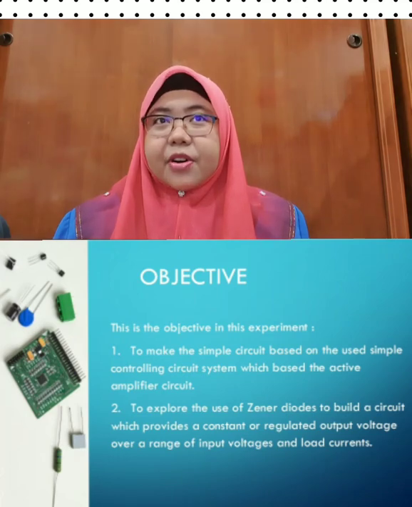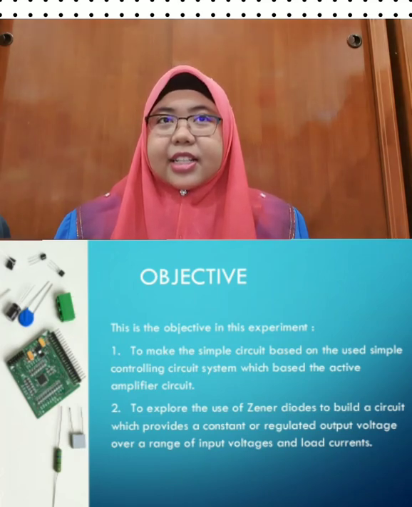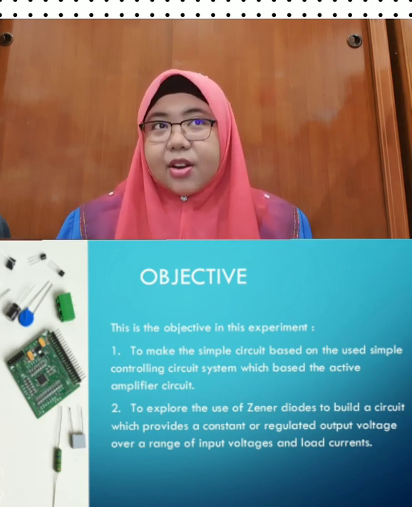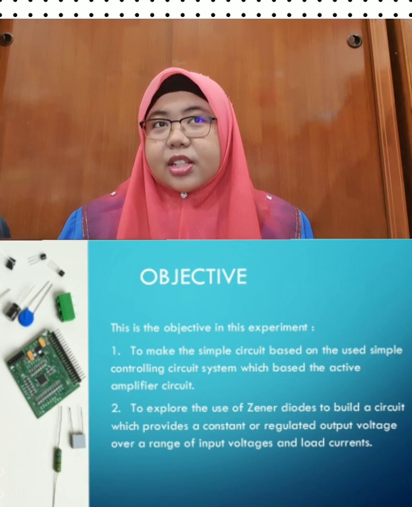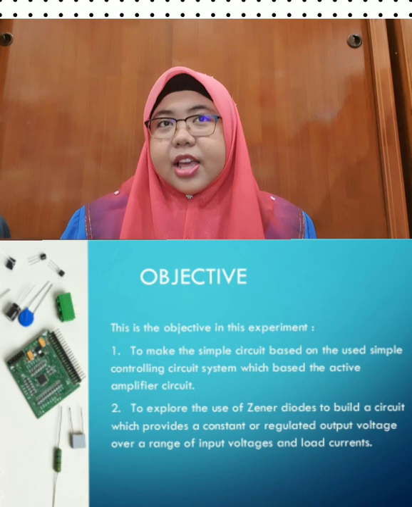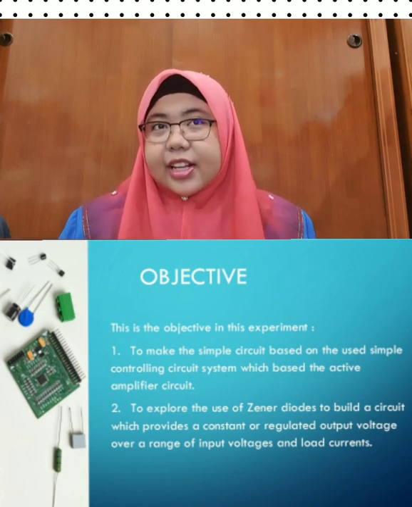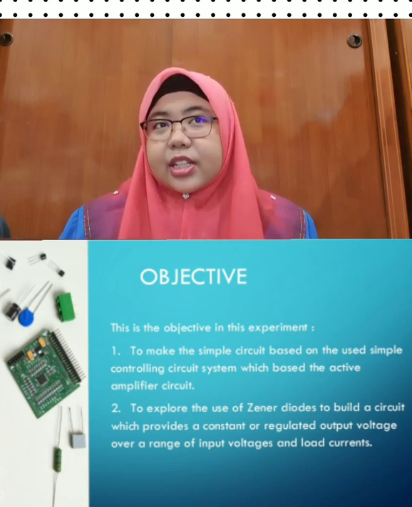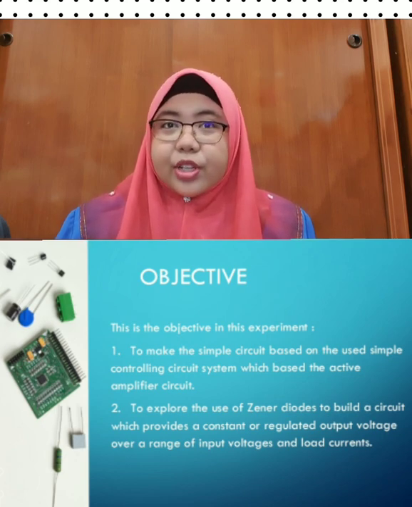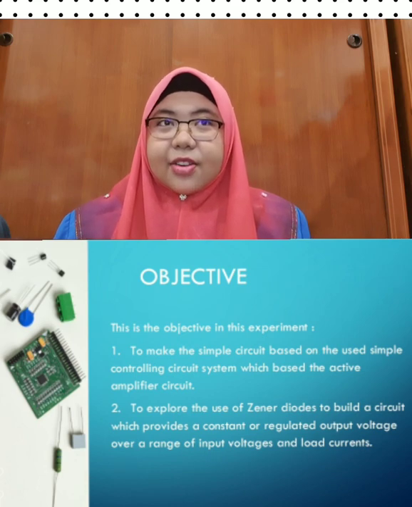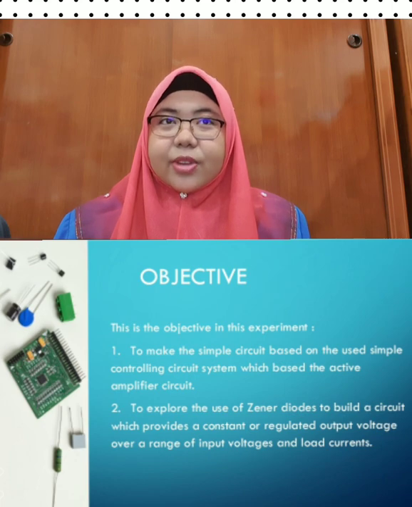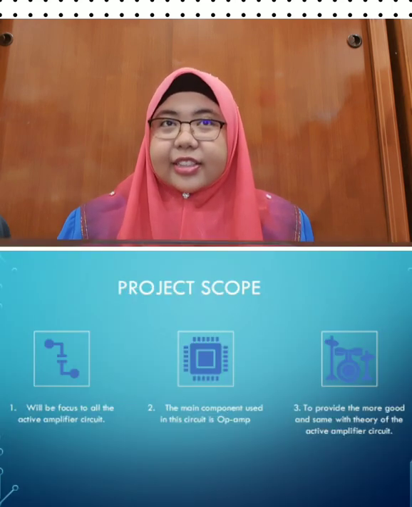The objective for this experiment is to make a simple circuit based on a simple control circuit system, based on the active amplifier circuit. Next, to explore the use of a Zener diode to build a circuit which provides a constant regulated output voltage over the range of input voltage and load current.